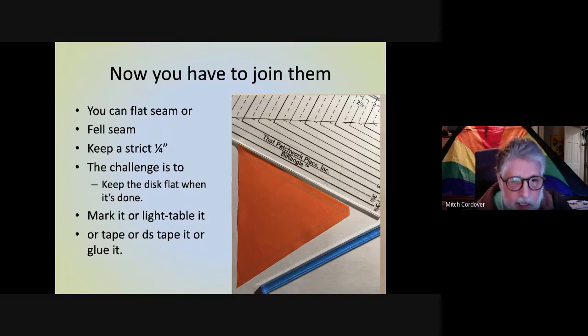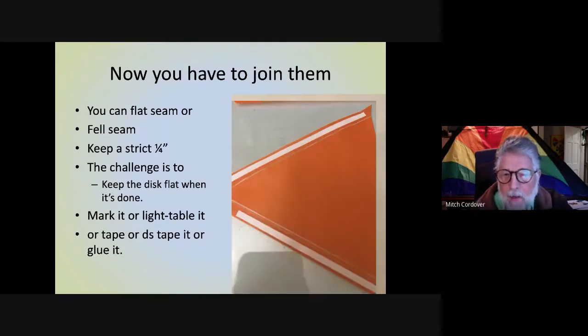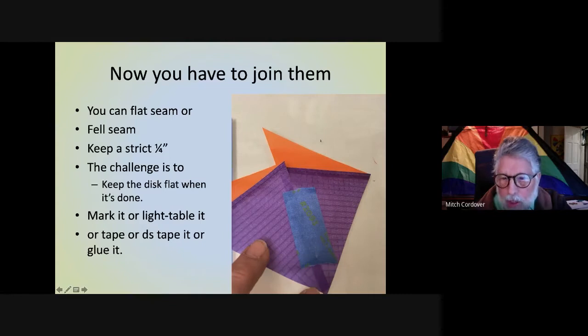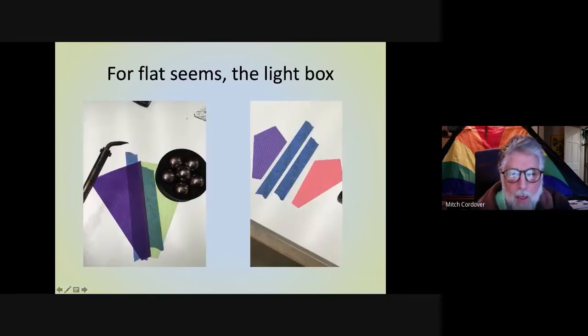The challenge is to keep the Dresden flat. So you can mark it or use a light table, and there's all kinds of ways to attach it. Once it's marked, you can put double-sided tape on. This is a quarter inch, and this is an eighth inch double-sided tape. Or you could use that horrible blue tape, or you can use a little HT2 glue along the side so as to stick them together. But that's not my favorite way to do it.